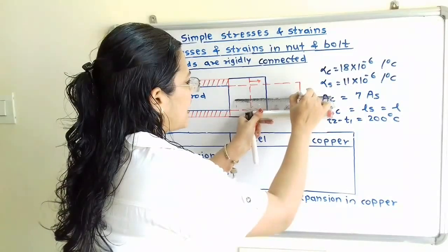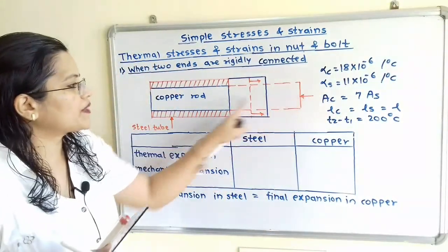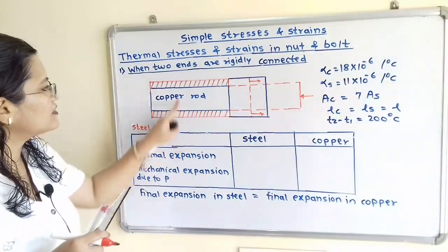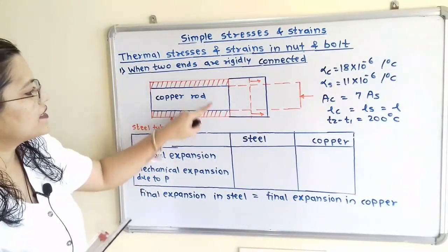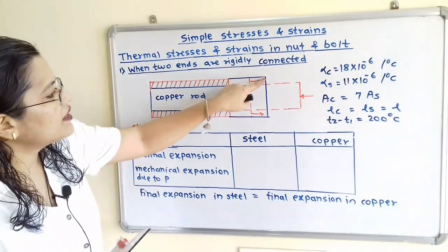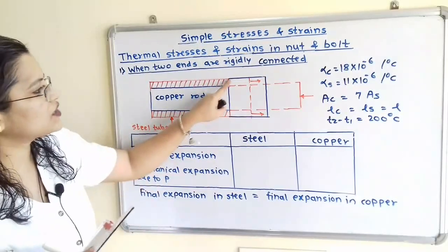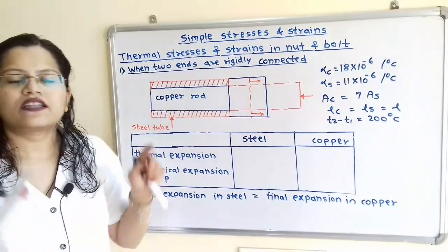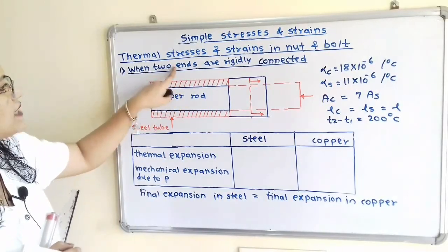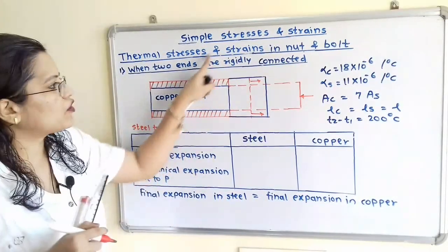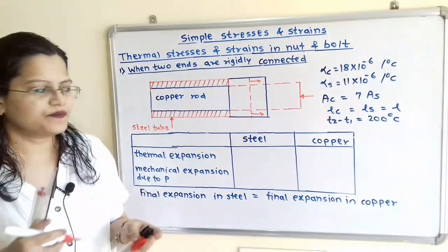So we will show the direction of the force applied. On copper this compressive force is applied, and on steel this tensile force is applied. And finally these two materials will increase up to this common length. So this is the common increase in length. Now why is this process happening? Because the two ends are rigidly connected. So because of this condition there is common increase in length.